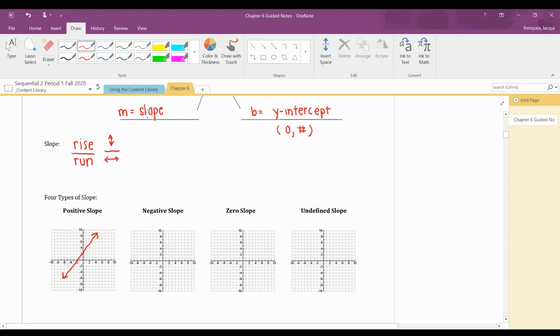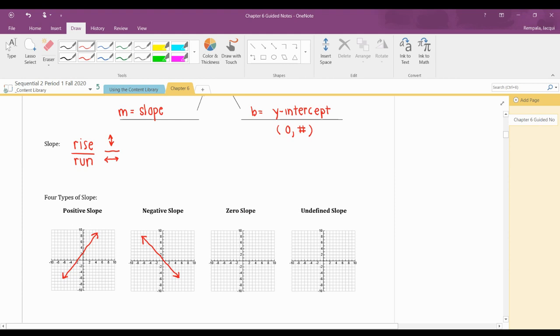Negative slope means that that m value would be a negative number in front of the x. That means that we want our slope to be heading down, because once again, if we're reading the graph from left to right, when we head down, we're heading down towards negative numbers.